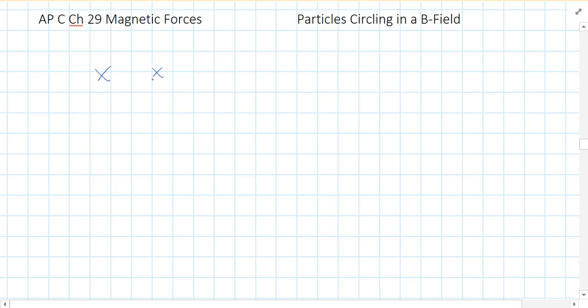So let's say you have a magnetic field pointing into the page. So that's our axis there. That means into the page. That's our magnetic field. And let's say we have a positive particle, and that positive particle at this moment has a velocity to the right.